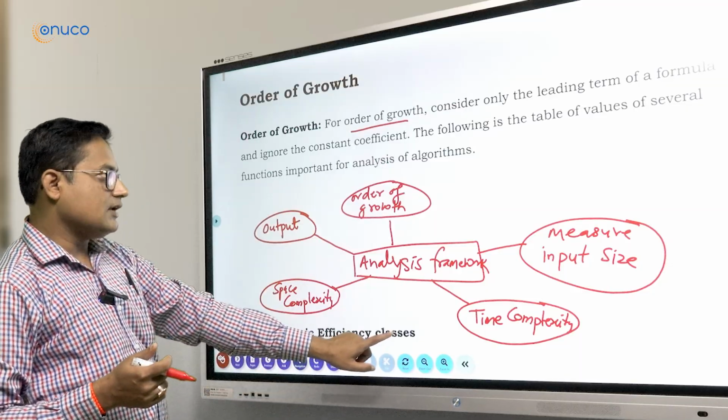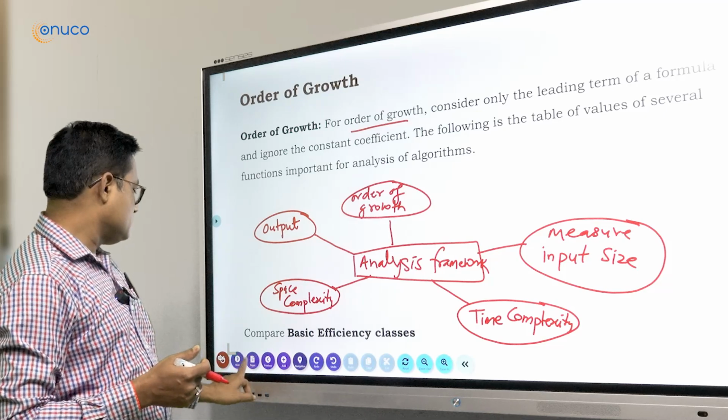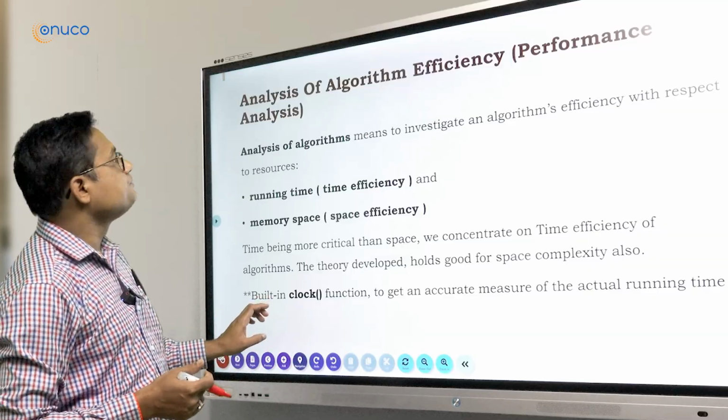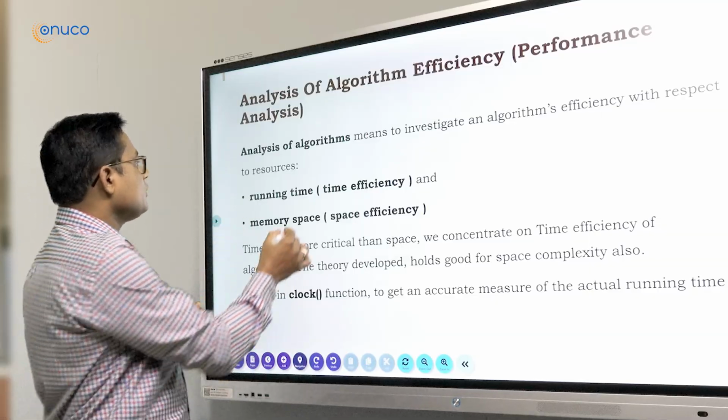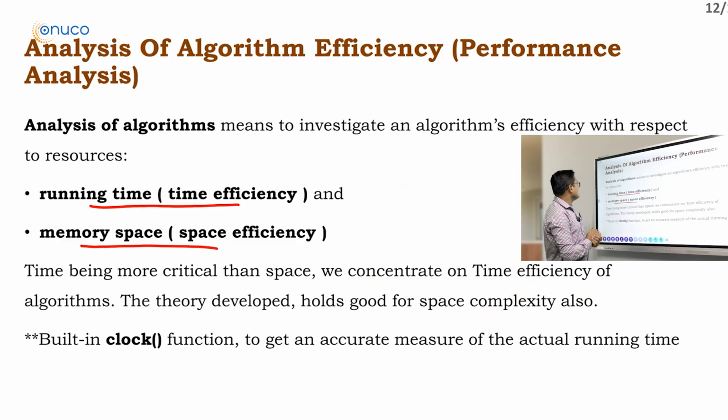Compare basic efficiency class, compare order of growth, we have done with that. Now let us see, in this we are talking about running time and memory space required. Remember that time complexity is the amount of time required to run the program. Space complexity is the amount of space required to run the program. Right?